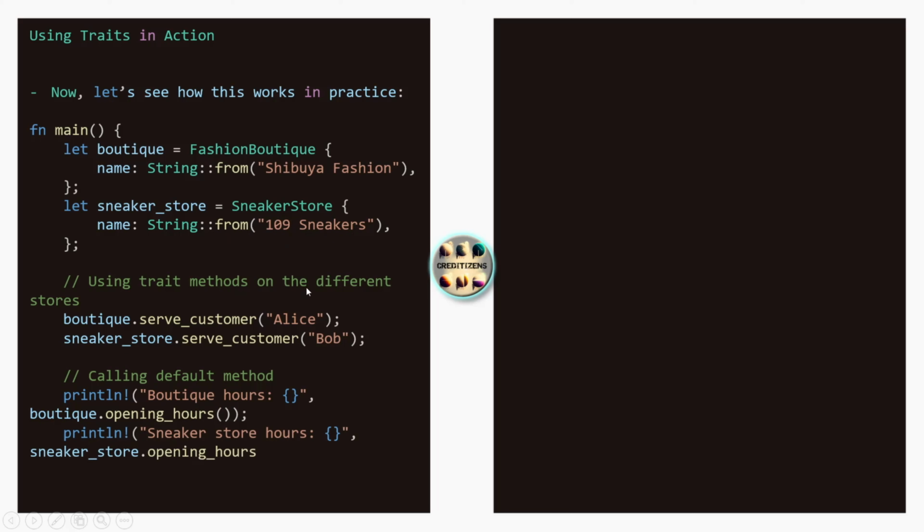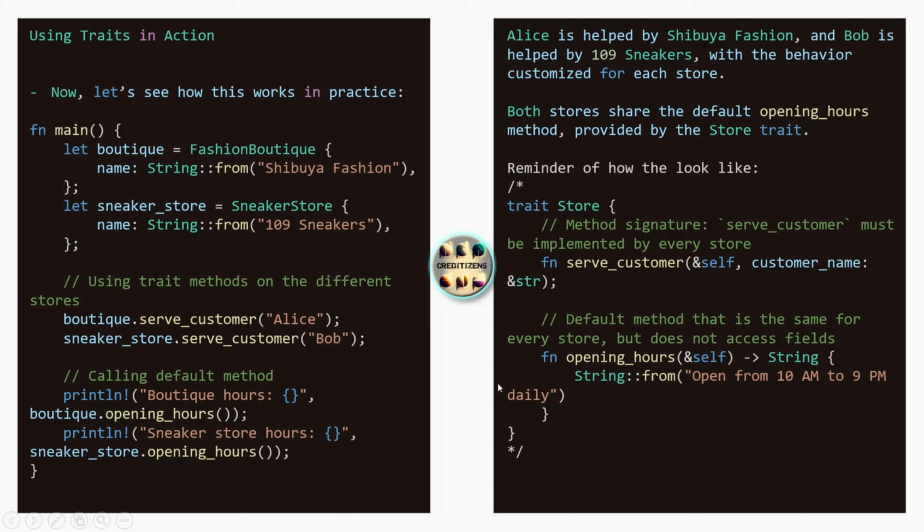So using the trait method on the different stores. Here boutique, serve customer, Alice; serve customer, Bob for sneaker store. So they both are using the implemented methods that we've seen just before. And after calling that function, there is another function called opening hours. So opening hours is the default function that you have defined on the trait. Just going to print here what is coming next so you can see it here. So the trait store has serve customer, but there is another method, which is a default method that can be used straight away like that, because it's just printing the opening hours.